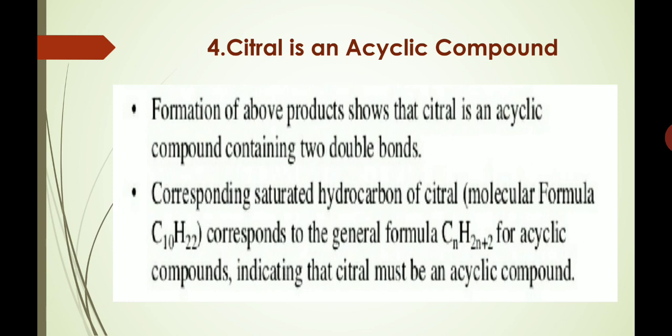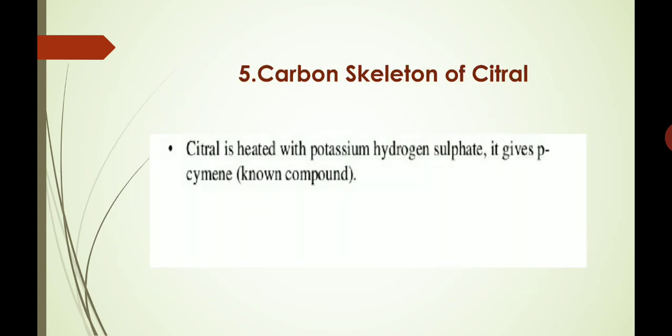The corresponding saturated hydrocarbon of citral corresponds to the general formula CnH2n+2. We have explained this in the previous lecture when we established the structure of citral. So this is for an acyclic compound, so we can say that citral is an acyclic compound. Now we come to the carbon skeleton of citral.